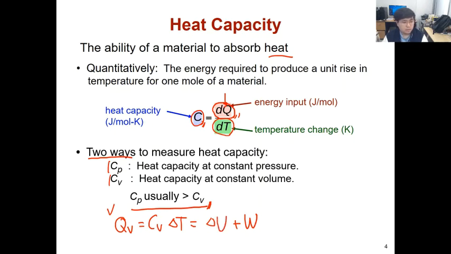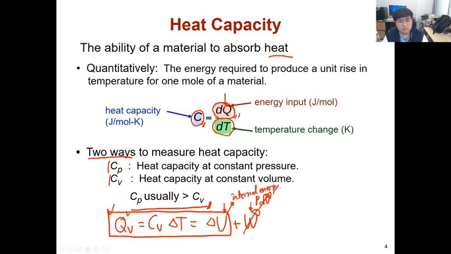At constant volume, we can easily define the work, and it looks like this. There is no volume change, so we can neglect the work done. No work is done, so we can simply define it like this. That means the only energy change is the increase of the internal energy. This is the definition of the heat capacity at constant volume.